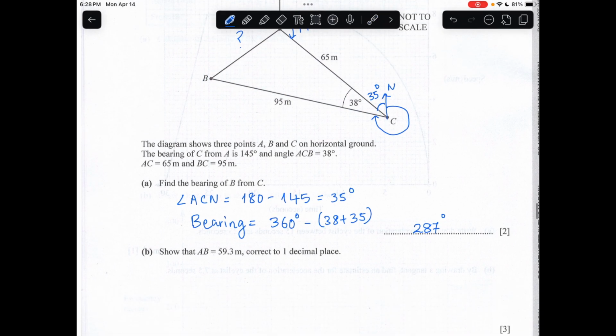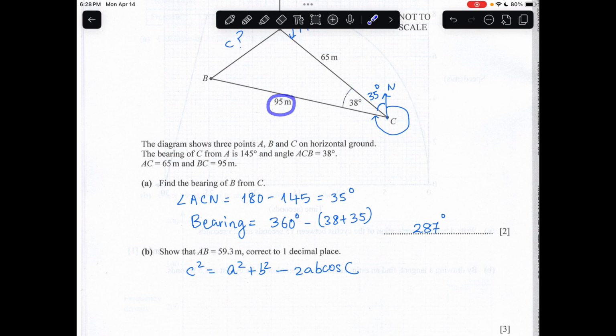The cosine rule is very easy. Let's say the one which we need to calculate is c. So c squared is equal to a squared plus b squared minus 2ab cos C. I labeled this as c because it's opposite to the angle C, right? The other two would be a and b.